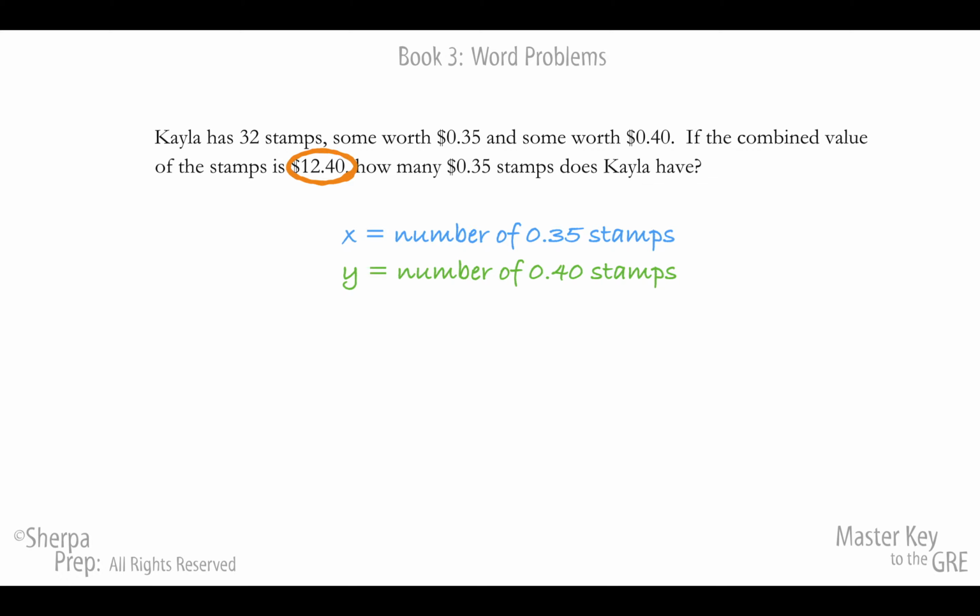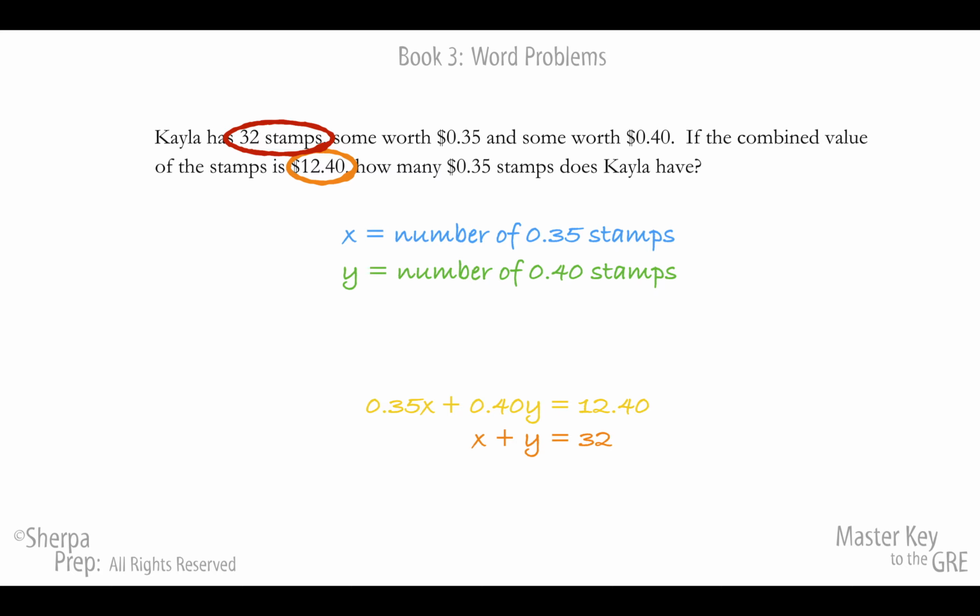So we can say that the X variety times its cost plus the Y variety times its cost, when we add everything up, should equal $12.40. Now, we also know she buys 32 stamps, right? So her X stamps plus her Y stamps should equal 32. In other words, we've got two equations, and we can use these to solve for the variables.